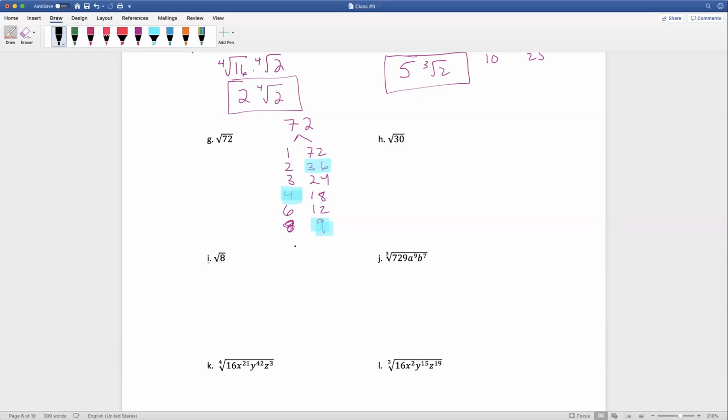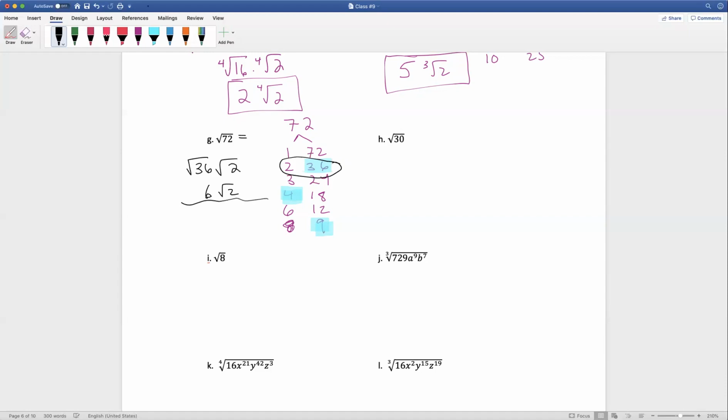Now, the idea behind this one is if you have a number with lots of perfect factors, whether square, cube, whatever it is that you're looking for, you really want to choose the biggest factor. Now, I'll show you why it's okay to choose factors that are smaller, but let's start off with choosing the biggest factor. So 36 is the biggest factor, so I'm going to break this up into the square root of 36 times the square root of 2. And that's the same thing as saying 6 times the square root of 2.